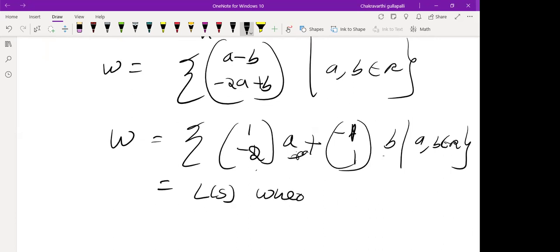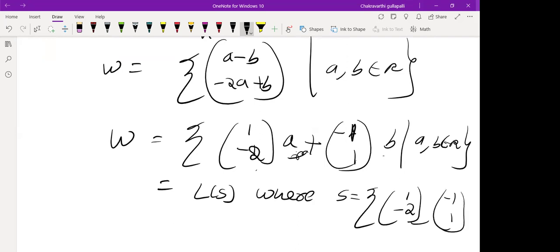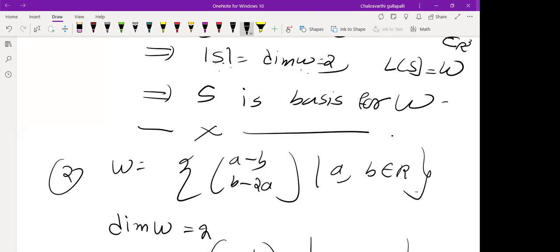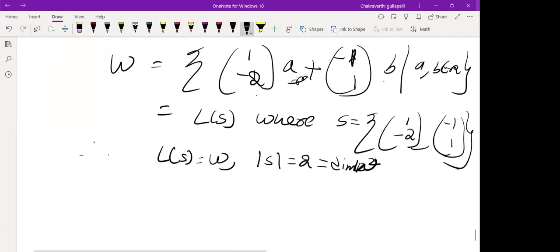What is S? (1, minus 2), (minus 1). Therefore, automatically L of S equal to W. How many vectors are there in S? 2 vectors. It is a subset of which space? R2 space. What is the dimension of W? 2. Dimension of W is 2 because 3 variables are there. They are coincident, which implies S is a basis.